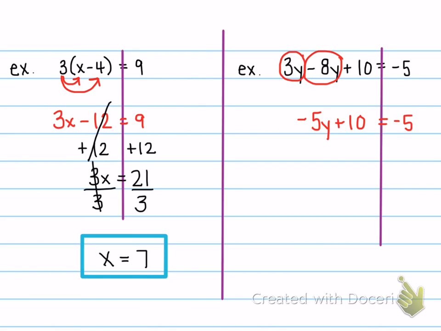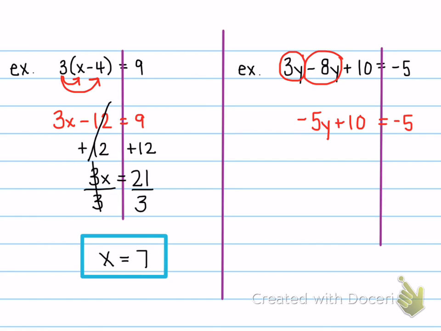Now, in my years of teaching, I do have people that make this mistake. They will add 5 and add 5 because they see that minus in front of that 5. You have to realize that that is a negative 5y, which means it's negative 5 times y. So that negative 5 is going to be moved by division, which is not our first step. So we have to add or subtract first.